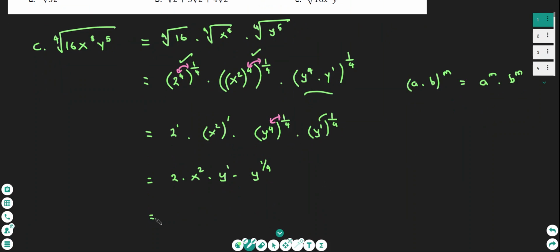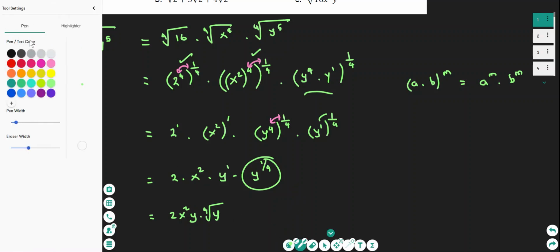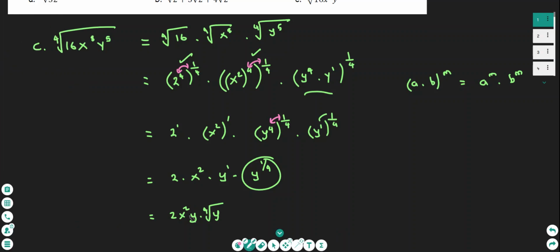Let's further simplify. We can now multiply each of them. So this will become 2x squared, y to the power of 1 is y, and then y to the power of 1/4. We can write this back into the radical form. So this becomes y, and in radical form, the fourth root of y. And so this is the final answer to this question.